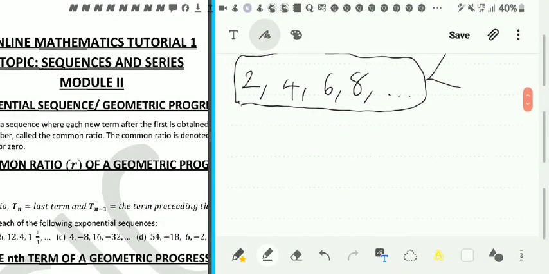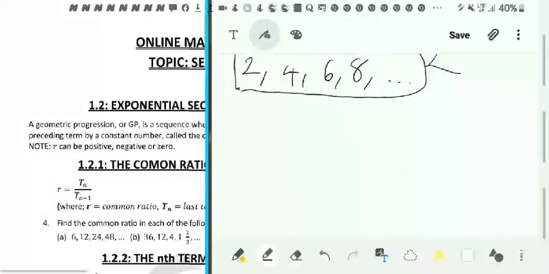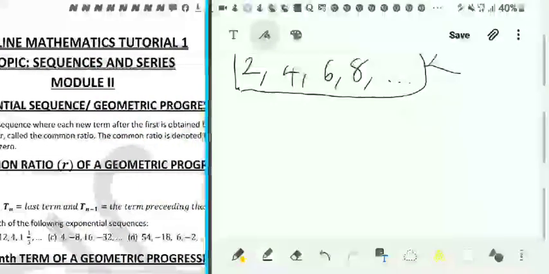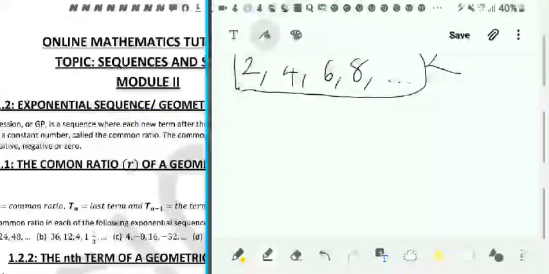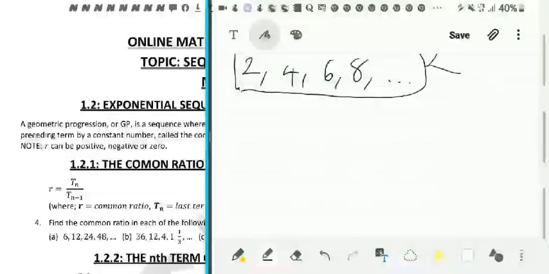But for a geometric progression, it's quite different. Let's look at the definition. A geometric progression, or GP, is a sequence where each new term after the first is obtained by multiplying the preceding term by a constant number called the common ratio. The common ratio is denoted by R. R can be positive, negative, or 0. So unlike the arithmetic progression, each next term of the sequence is gotten by multiplying the preceding term by a constant number.